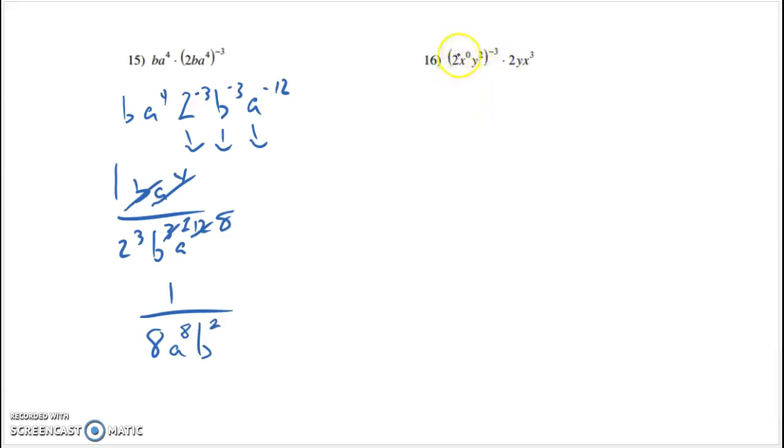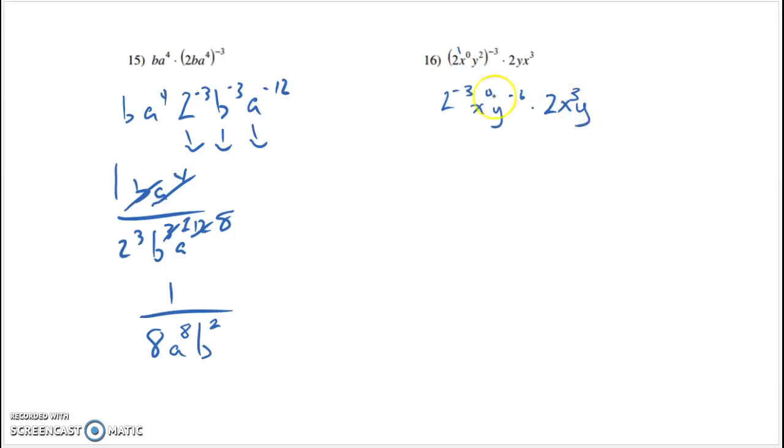Okay, so now I'm going to solve the parentheses here, and I'm always going to do the parentheses first, so there's an invisible 1 here, so I've got 2 to the negative 3, 0 times negative 3 is 0, so it's just x to the 0, 2 times the negative 3 is y to the negative 6, times 2x to the 3rd. I'm going to write it alphabetically, I don't know why they wrote the problem like that.